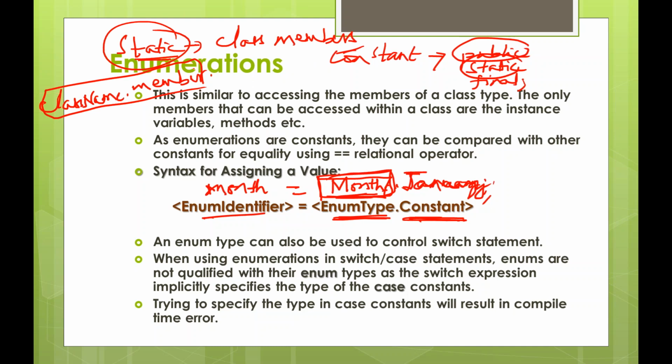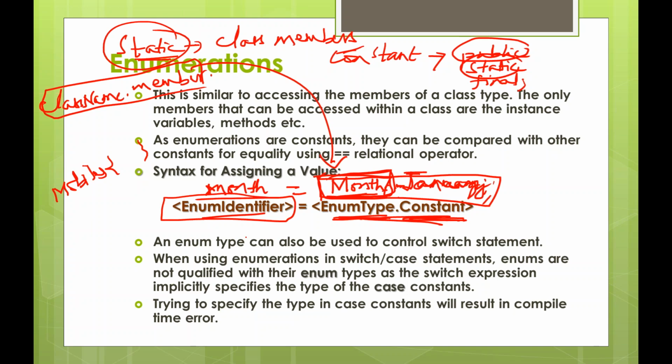Can you now associate this with this one? So now this makes sense, right? So Month dot January, this is how you access the constant and assign it to a particular variable of enumeration type. Say, for example, I have some other one. What is that? Enumeration.